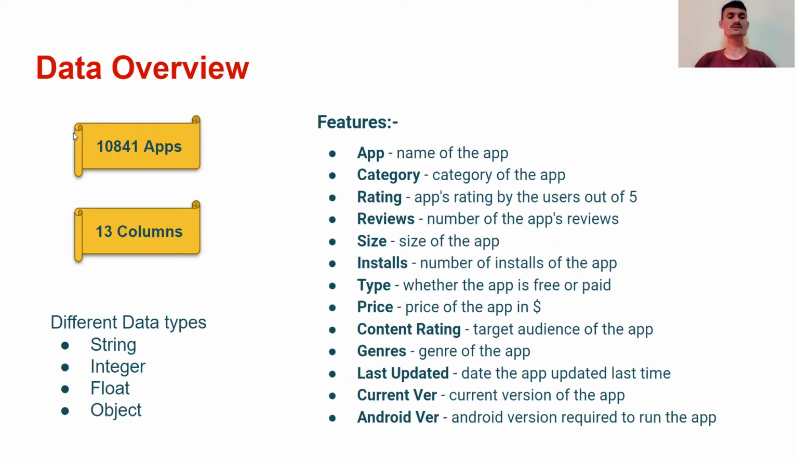We used two datasets. One is the apps dataset and the other is the reviews dataset. Our primary focus was on the apps dataset, which contained 10,841 apps and 13 columns that are the features of the apps, such as name of the app, category, ratings, reviews, size, and so on. There were numerical variables as well as categorical variables present in the dataset.